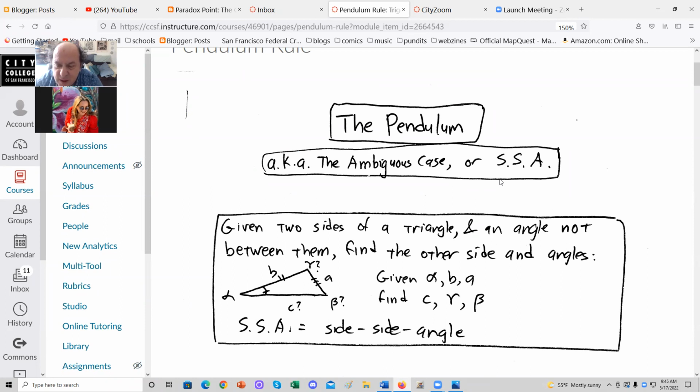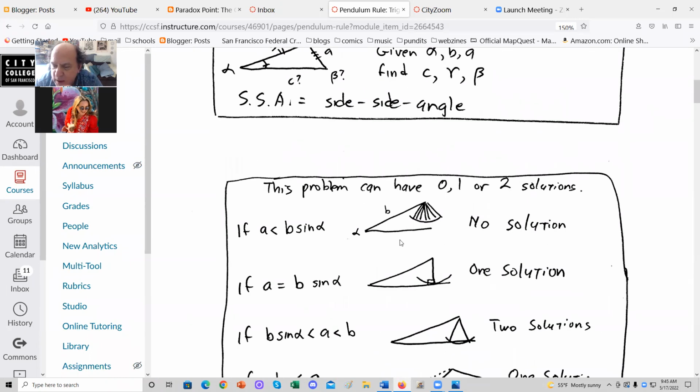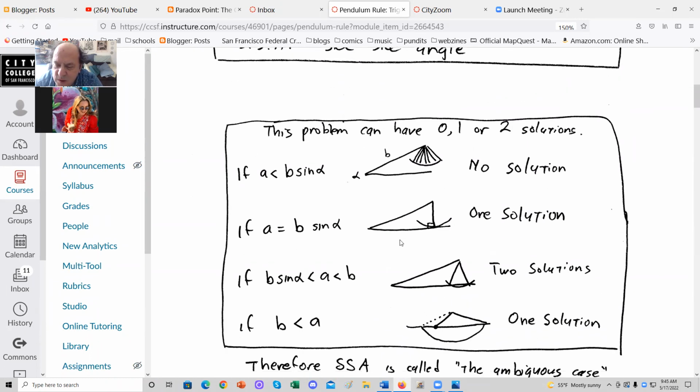So here we go. Here we have a triangle. We're given a side, a side, and the angle. Find the other side and the other two angles. We're given alpha, B, and A. Find C, beta, and gamma. So, this can have 0, 1, or 2 solutions.